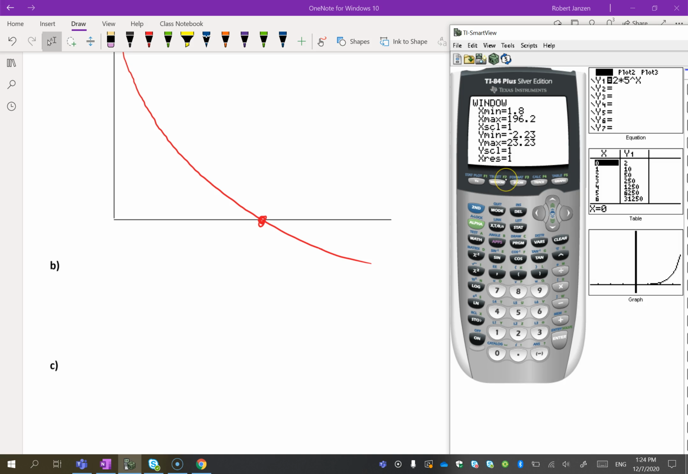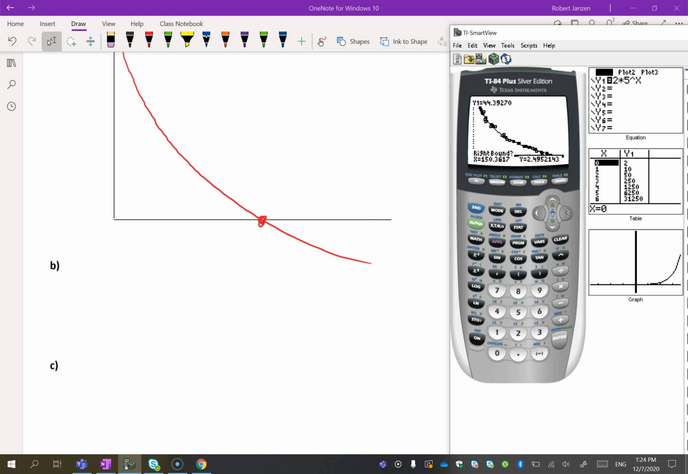So I'm just going to change my window here. Right now my x max is 196. I'm going to change that to, well, I know it could be over 200, so let's just put it to 220. Okay, so I need to know where it's crossing. So it looks like it's in my window now, so let's try it again. So I want to go 2. Okay, let's press enter.